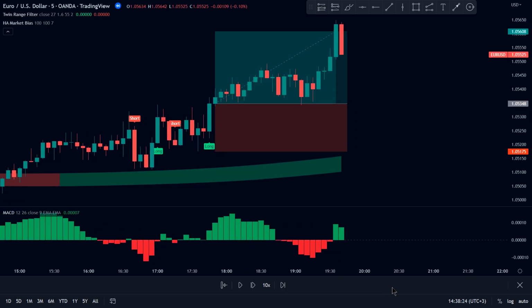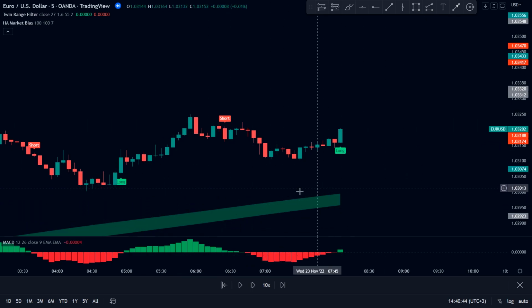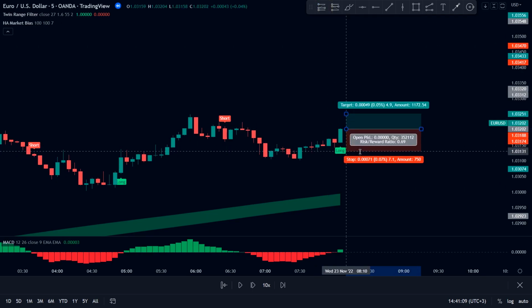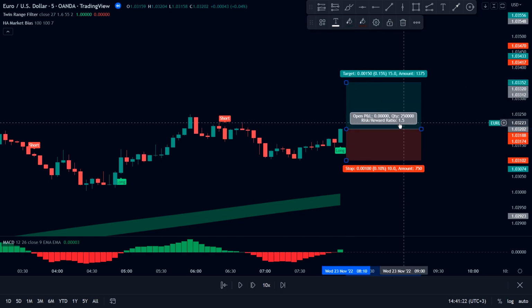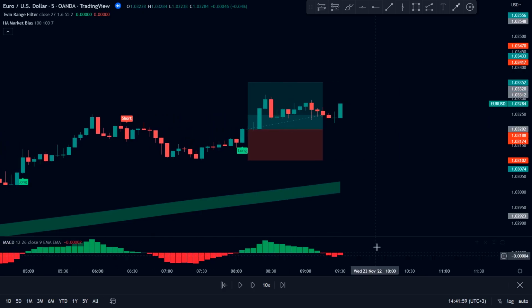Now here's another example. As we can see here, the market bias indicator was colored in green, and at the same time, the MACD histogram was also colored in green. Finally, the twin range filter issued a long signal. We enter a long trade here, set our stop loss below the most recent swing low, which is this one right here. And for the take profit, we're gonna set it at 1.5 times the risk. We let this trade run and full TP.